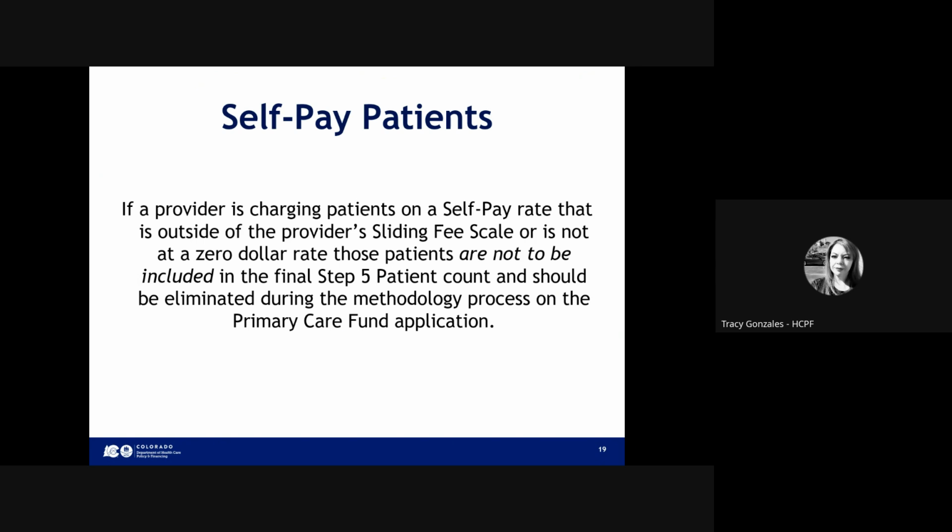Now, if a provider is charging patients on a self-pay rate that is outside of their sliding fee scale or is not at a $0 rate, those patients may not be included in your step 5 count. They should be eliminated during the methodology process in the question 1 table. And when we are referring to eligible patients, we are referring to that step 5 count. So I just wanted to point that out. An eligible patient is your step 5 patients.